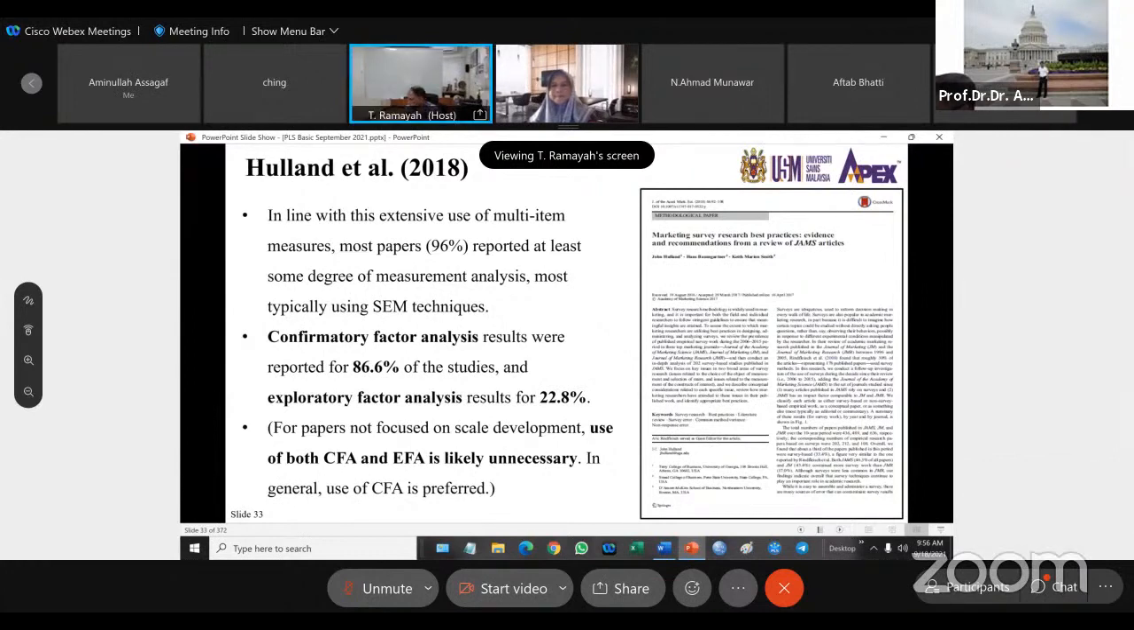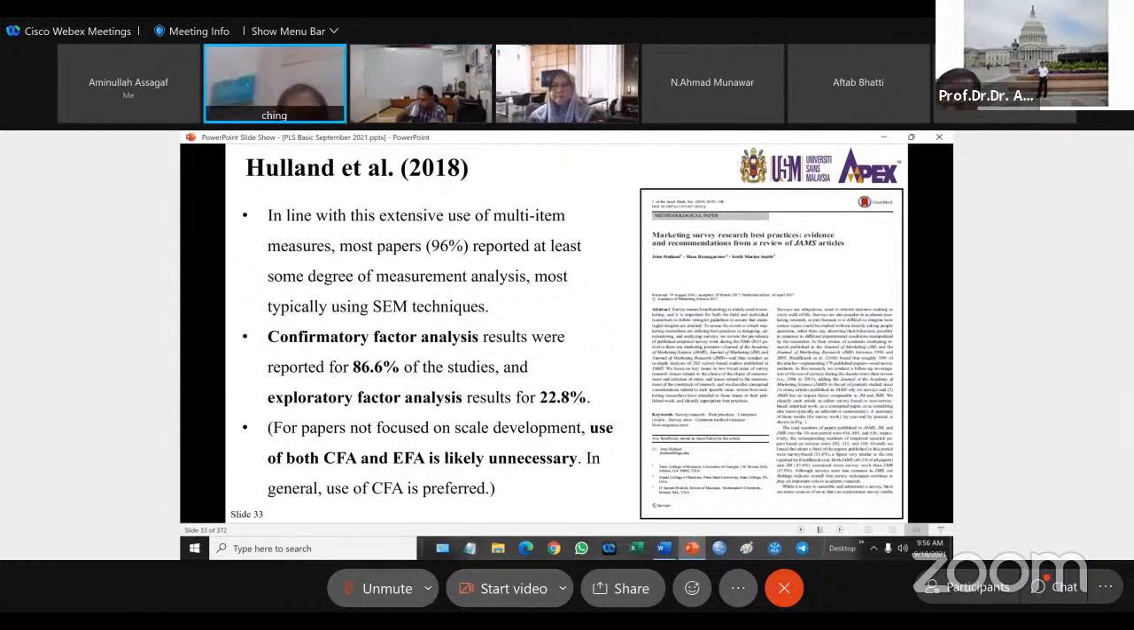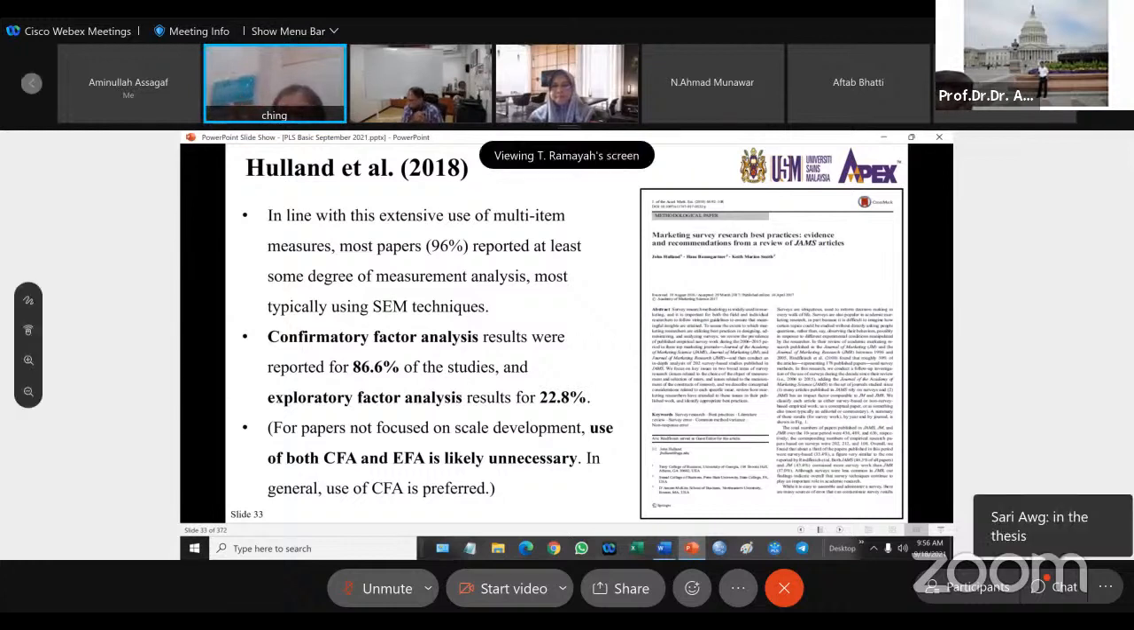Sarima, why EFA and CFA? Prof, how come SEM, this is in the conventional way. How about in SEM, they are not so emphasizing CFA and EFA, am I right?